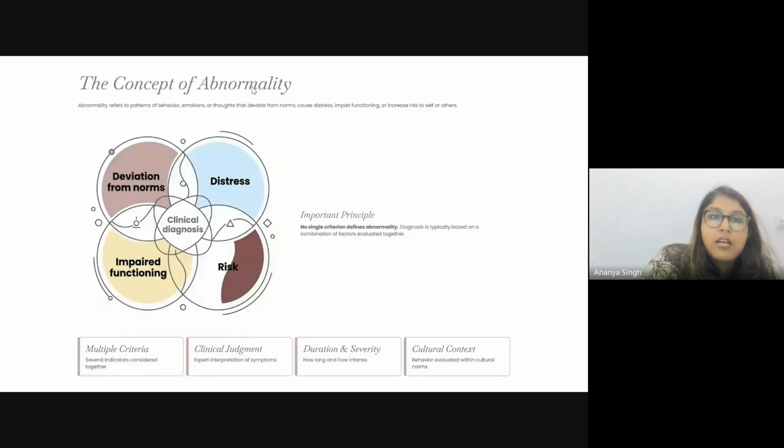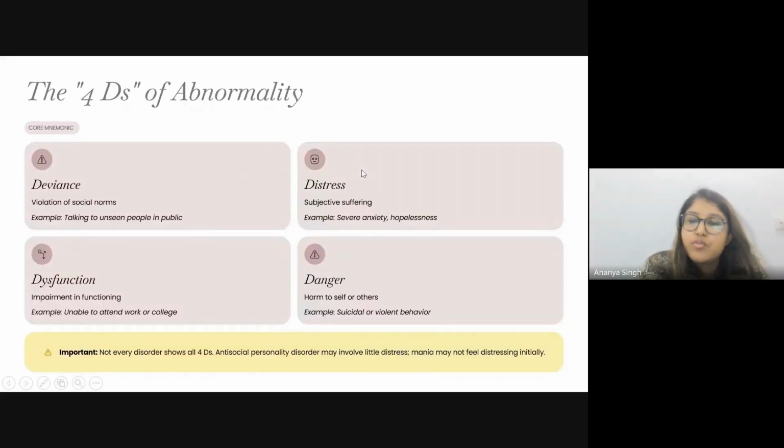Next is the concept of abnormality. It mainly relies on four criteria. The 4 Ds of abnormality are used to identify abnormality, which are deviance, distress, dysfunction, and danger. Now, not all four Ds are required to be able to call a behavior abnormal.